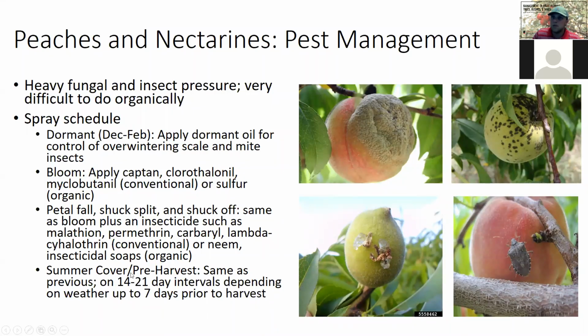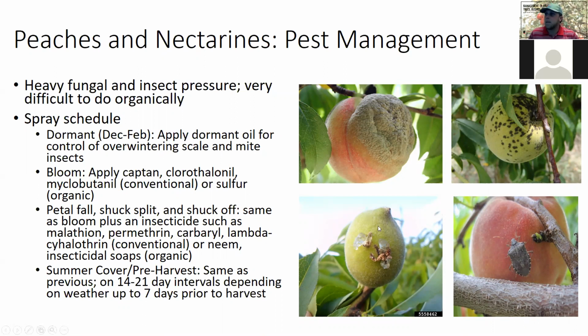So, summer cover/pre-harvest sprays. These are the same as the previous. Essentially, a fungicide and insecticide on 14 to 21 day intervals, depending on weather. If we turn off dry, you can get away with spraying more on that 21 day scale. If we're more wet, about every 10 to 14 days you need to be applying a fungicide to protect, and an insecticide to kill any of those invading insects from causing some of this damage you're seeing here.